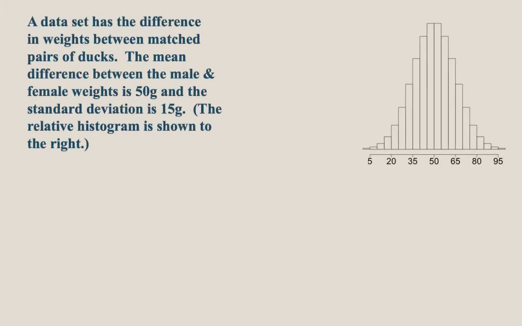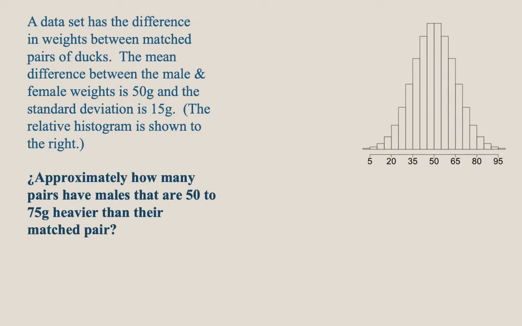A data set has the difference in weights between matched pairs of ducks. The mean difference between the male and female weights is 50 grams, and the standard deviation is 15 grams. The relative histogram is shown to the right. Approximately how many pairs have males that are 50 to 75 grams heavier than the matched pair?